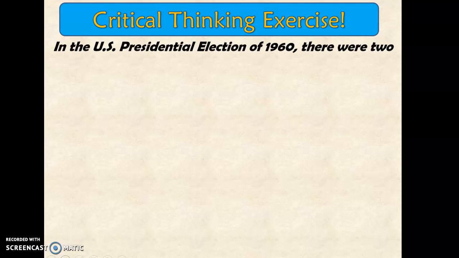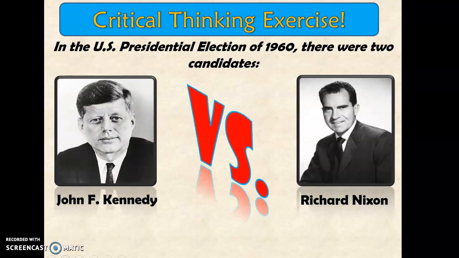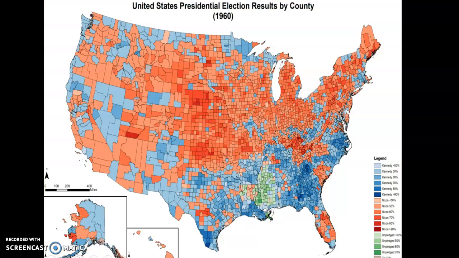So now you're on to your critical thinking exercise. I hope these notes help. Oh, I'm sorry. Presidential election of 1960. There were two candidates. And we talked about this in class, and we used Kennedy and Nixon, and we used this to determine who we thought might have won.